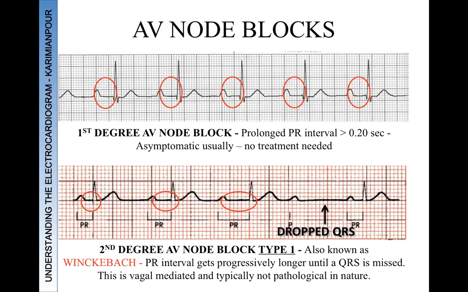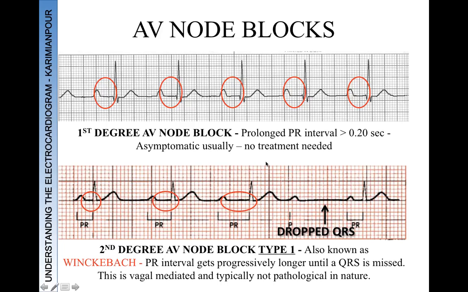So in a second degree AV node block type 1, also known as a Wenckebach, the PR interval gets progressively longer and longer until there is a P wave that's not conducted, or there is a dropped QRS, as we say. The mechanism for type 1 second degree AV node block is typically vagally mediated, and there's no actual pathology within the AV node. So you will see this if a patient has parasympathetic stimulation, they're vagal, they're post-operative and they just got extubated, and so on and so forth. You may see this.